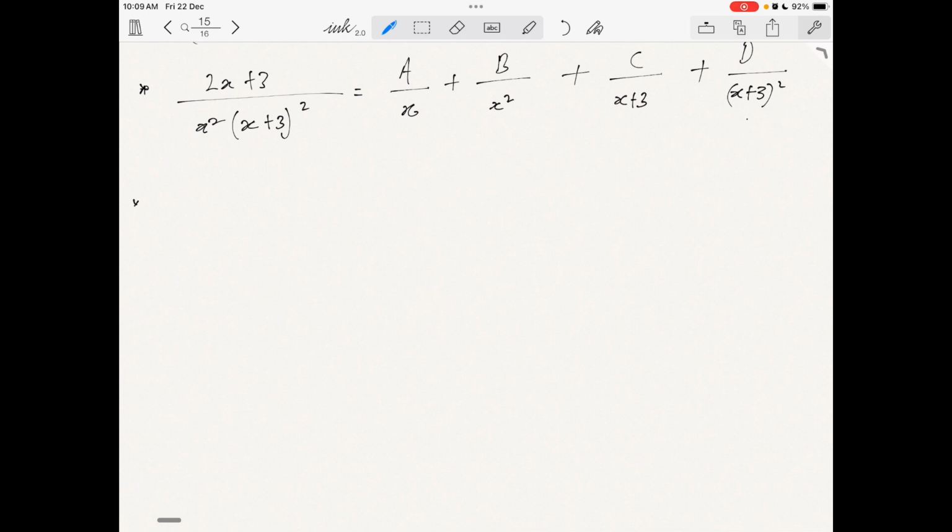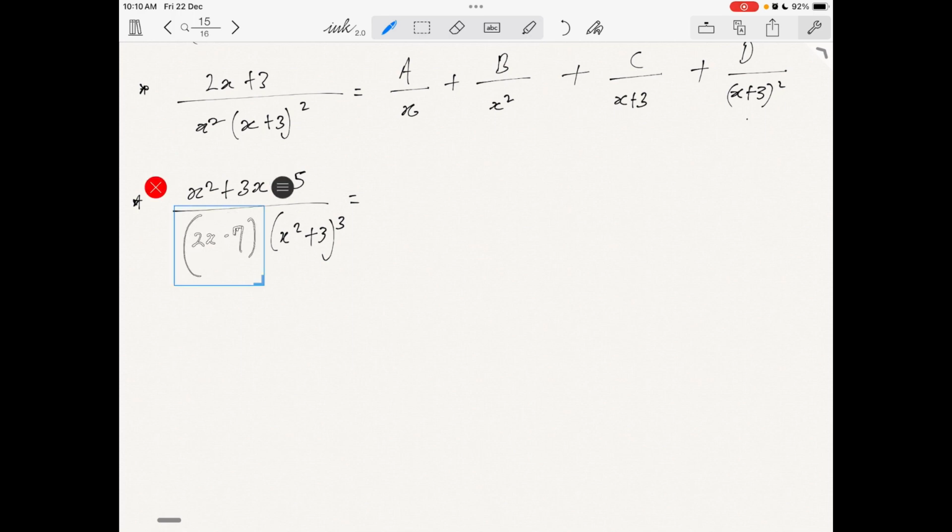Given that we have (x squared + 3x - 5) divided by (2x - 7) and (x squared + 3) raised to power 3. Now, how many factors can we see here? We can see two factors. One is 2x - 7, which is linear, and the second is x squared + 3, which is non-linear. However, the x squared + 3 is repeated 3 times, so we will have 4 factors in total: 1, 2, 3, and 4.